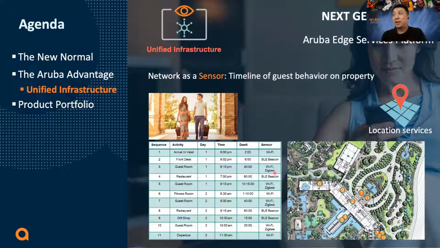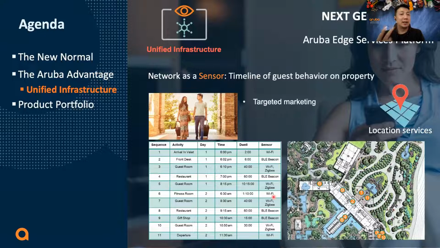We can also use Zigbee to allow the guest to open the door lock for the doors which are Zigbee enabled. And then we can extend that location experience throughout. For example, in a fitness room, by using Wi-Fi, we are able to study how long the guest has been in the gym, how long he is using the gym, and when he left the gym to go back to the room or go to the restaurant. So we are able to study the behavior by just using the Aruba wireless AP as a sensor.